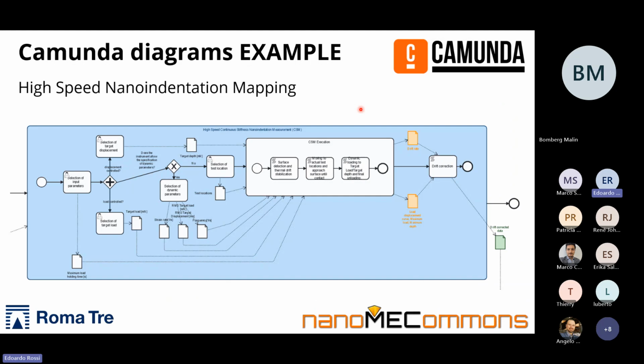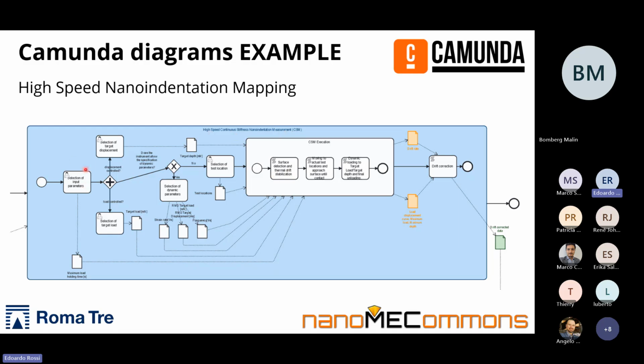This is a BPMN diagram example from high-speed nano-indentation mapping. So in high-speed nano-indentation mapping, you acquire thousands of data points mapping the surface with a nano-indenter. So the outcome is a map of the hardness and the elastic modulus. And you may see that in our BPMN diagram, we have defined, this is the begin task marker in a BPMN diagram. This is the end task marker. And we have all the steps you need to define for the high-speed continuous stiffness measurement.